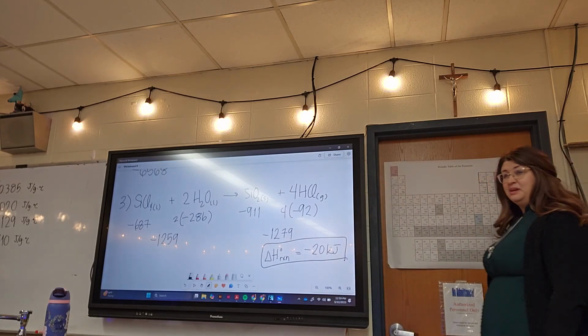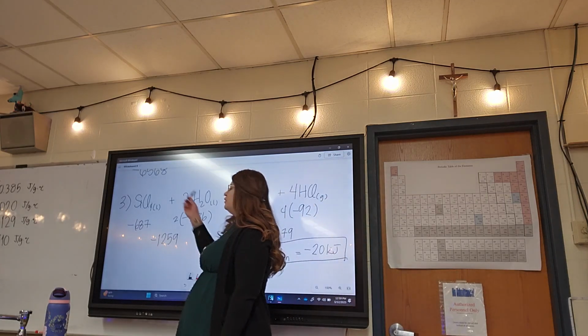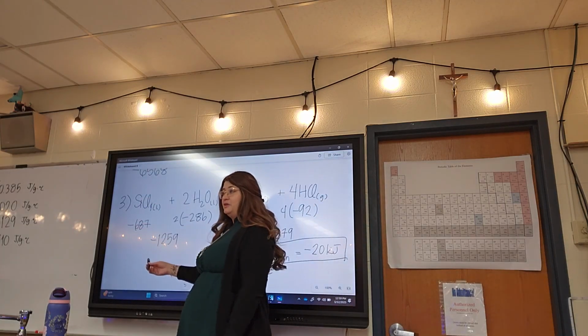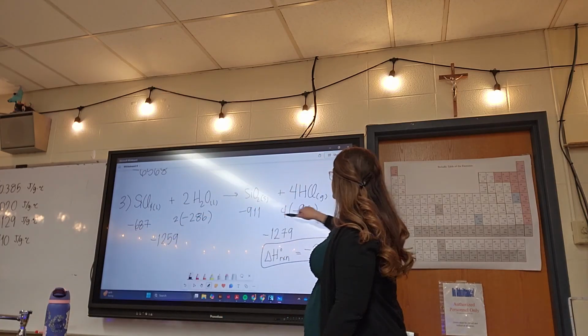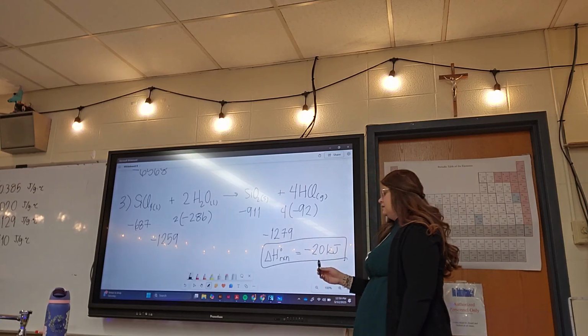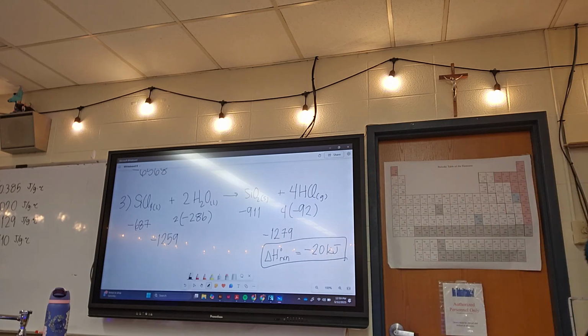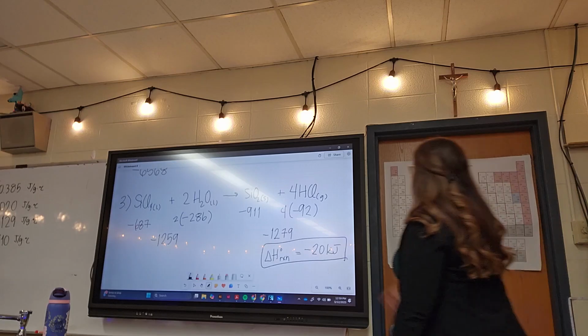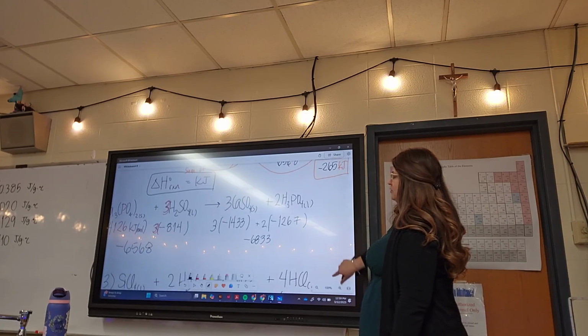What does this number mean? It means that when you broke the bonds of the reactants, disassembled them, and then reassembled them as products, that reaction gave off 20 kilojoules of heat. So you as the observer, you as the chemist would feel that that reaction was a little bit hot. Not as hot though as this reaction in number 1. This was 10 times more energy.